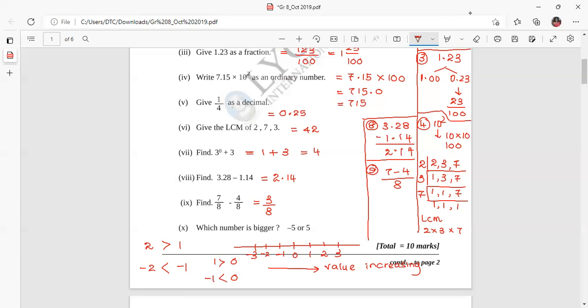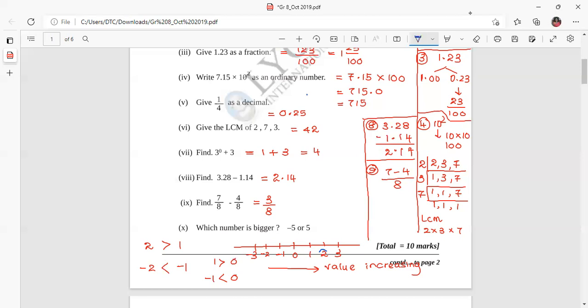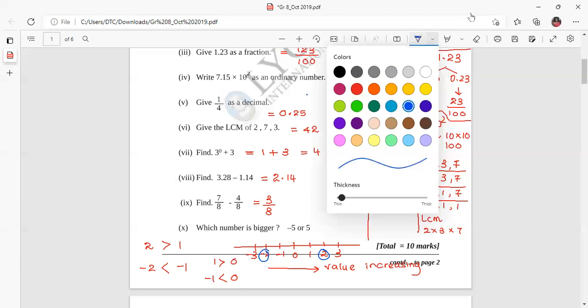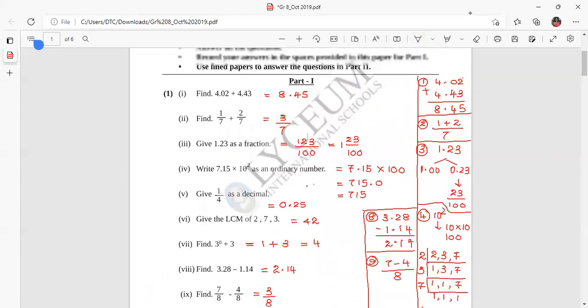So if you take these two numbers, 2 and -2, you just see, 2 is here and -2 is here. Now you know that value is increasing to the right side, therefore 2 should be bigger. Based on that knowledge, now you tell me which one is bigger, -5 or +5? It's obvious, +5 is bigger, right? Hope all of you understood what I was discussing here.